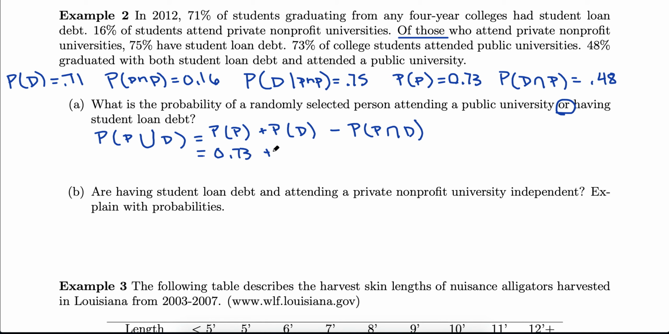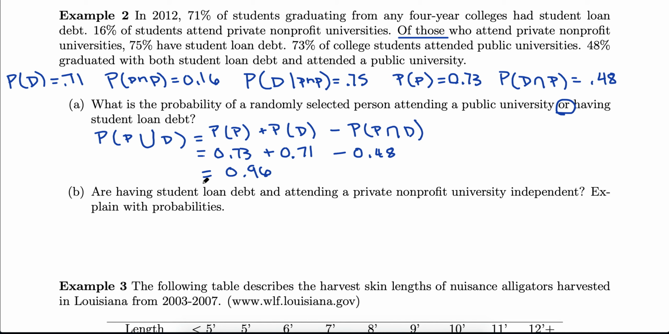Just a reminder, I'm not putting P notation around the numbers. Once I write the numbers down, those are the probabilities. I'm not finding probabilities of the numbers. Just leave them plain like that. Being in debt, that was 71% of people. And then those that have both debt and attend public universities, that was our 48% over here. Putting all that together, we get nearly all students, 0.96, are either attending a public school or have debt.